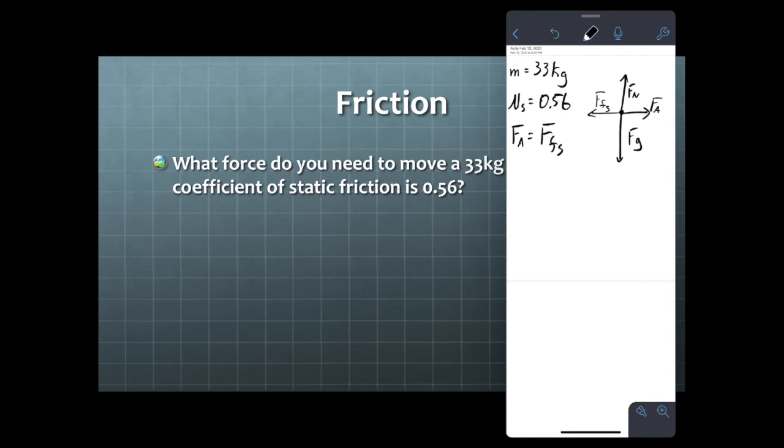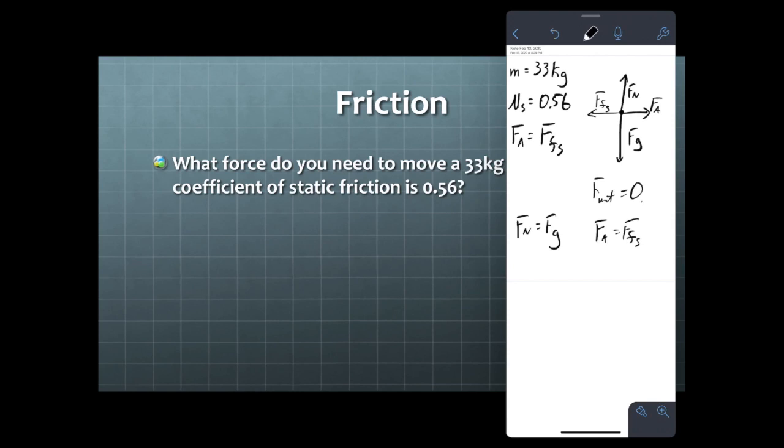As this object has just started to move, we can assume at this point everything is balanced and our net force is totally equal to 0. Therefore, we know that the normal force is equal to the gravitational force, and as we have stated above, our applied force is equal to our force of friction.